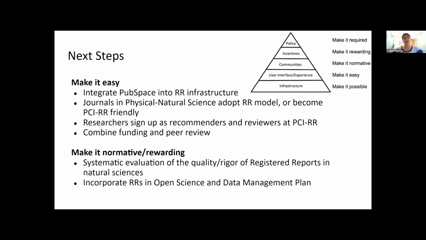What are the next steps? I put up here the policy or theory of change model for the OSF. I think right now we're in the stage of needing to make this easier for people to do. This could include integrating PubSpace and other frameworks in the natural sciences into the registered reports process. And we also need to make it normative and rewarding. So figuring out ways to reward registered reports as part of the funding process and incorporate them into open science and data management plans.